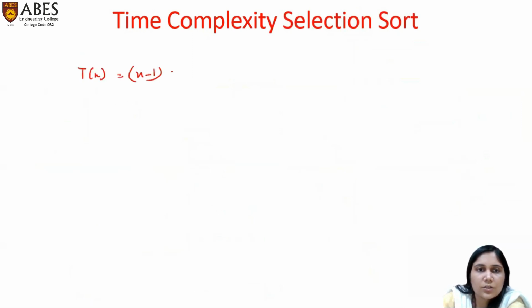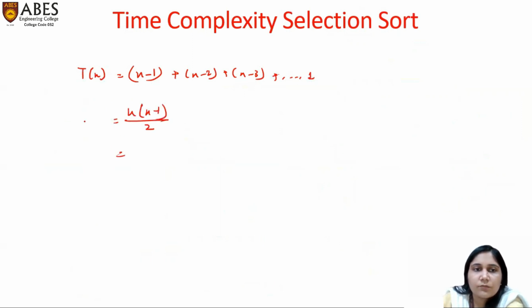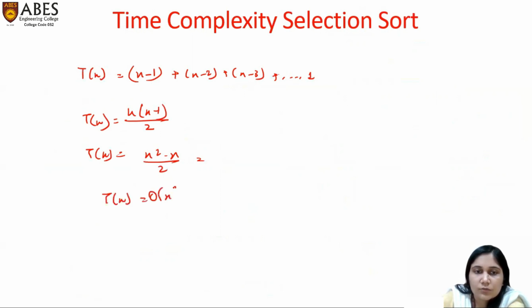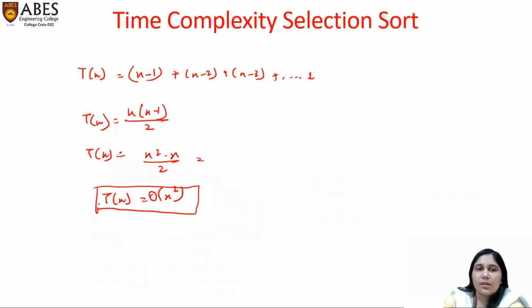T of n equals n minus 1 plus n minus 2 plus n minus 3 up to 1. And this is the concept of n into n minus 1 by 2. So it will become T of n, which gives the time complexity of n square minus n by 2, which eventually we can call order of n square. So selection sort will run in this much amount of time. I hope this is understandable to everyone.